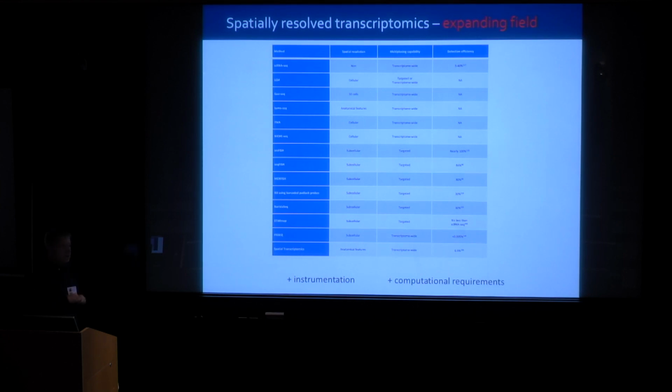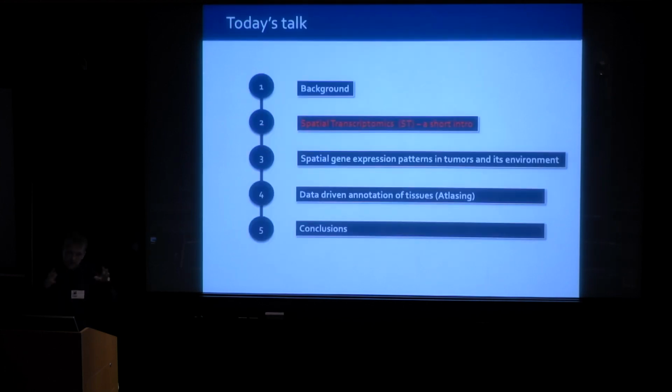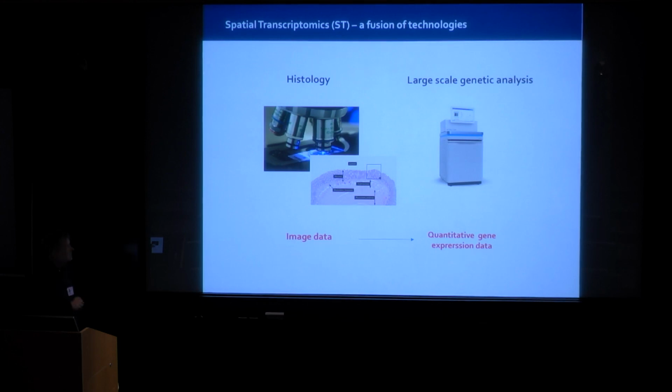That's the key markers. But what people kind of forget is that you have to have instrumentation, and you have to build up quite sophisticated computational infrastructure to get these technologies working. So in this context, we developed something that we then call spatial transcriptomics, which is addressing some of these issues.